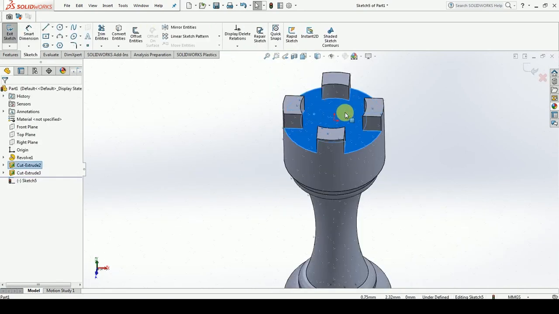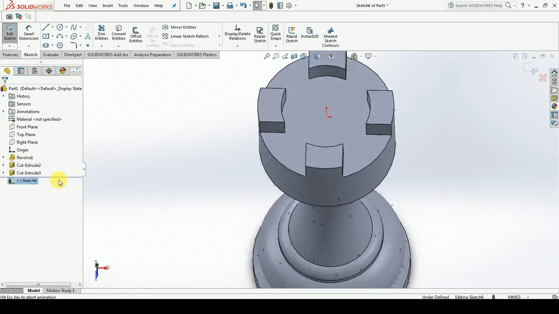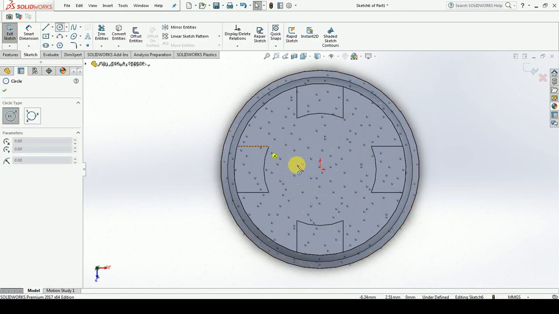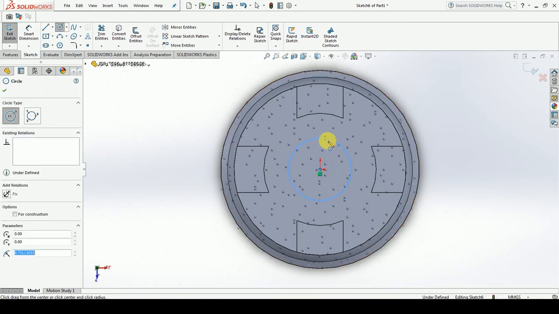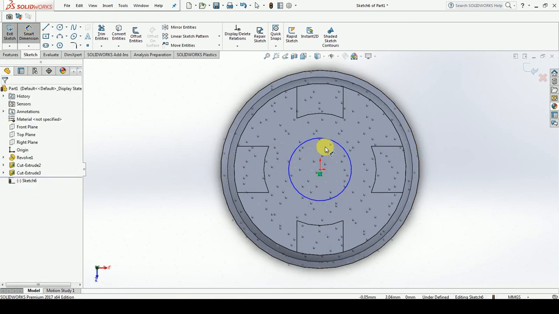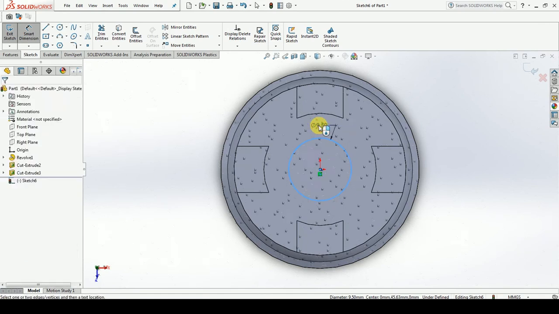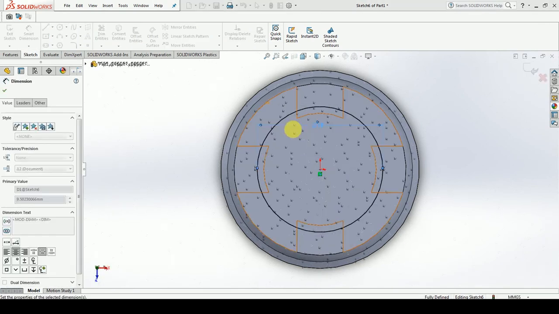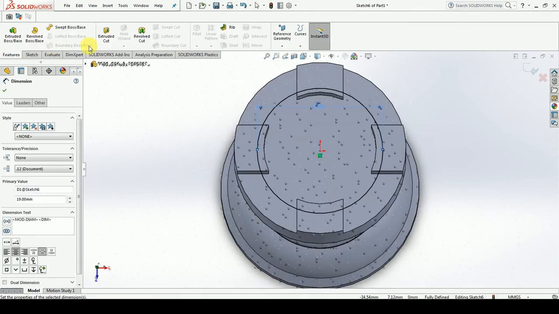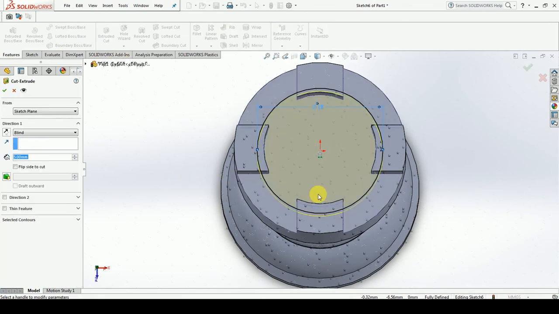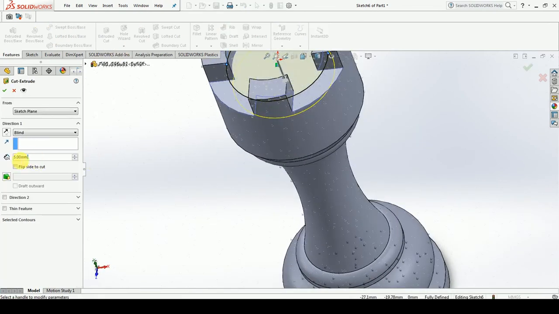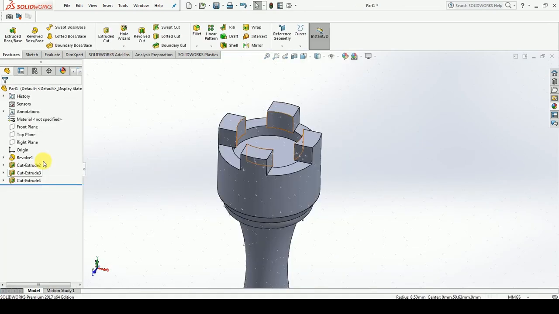Select this surface, make it normal, and then draw a circle which has a diameter of 19 millimeter. Then cut it down for 3 millimeter.